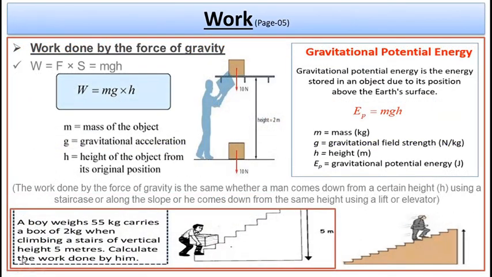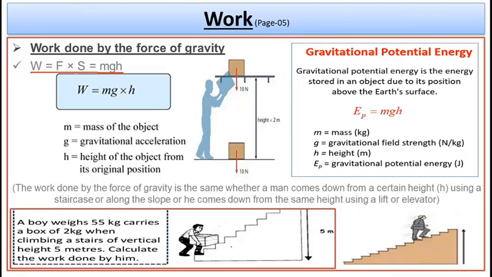Work done against gravity. Yes, you can do work done against gravity. When you lift any object to a certain height, then you actually do work against gravity, which can be calculated with the formula mgh.